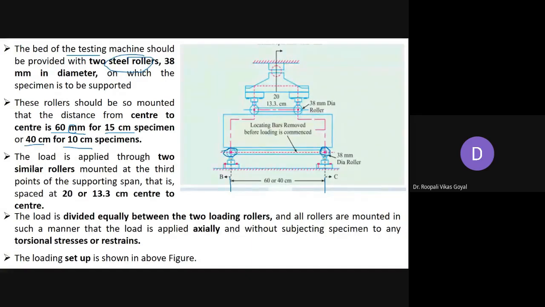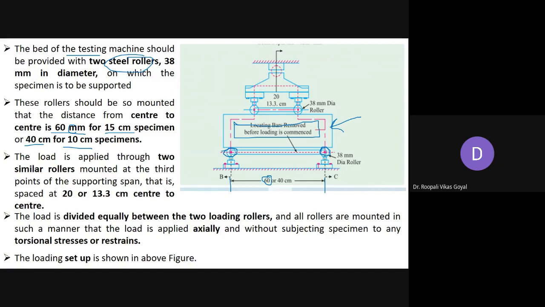So normally we are using a 15 centimeter specimen, 15 by 15 by 70 centimeter, whatever the beam size is. We take 15 by 15 by 70, so the distance between these two rollers would be 60 centimeter. These are the bottom rollers above which you have to keep your specimen. This beam specimen we have to keep on this particular roller.